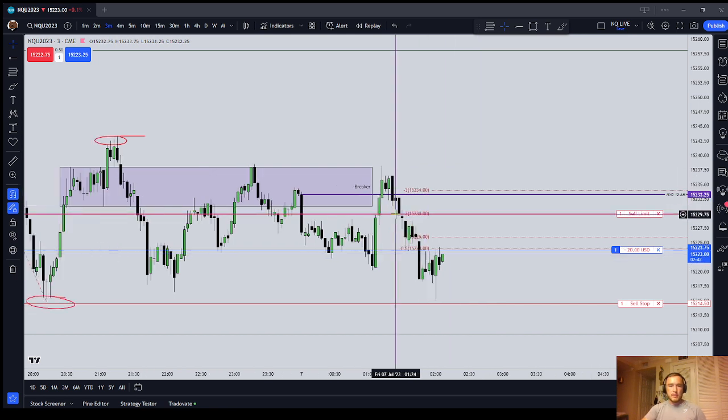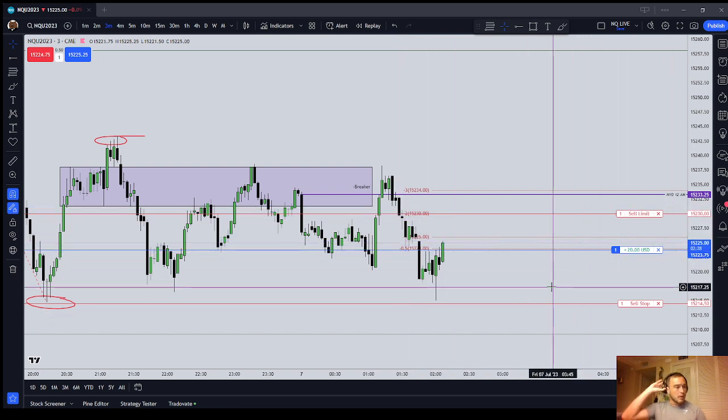That would bring us back up to this SIBI up here, and that would be a 6-point trade. It's about 100 fake dollars. So that would not be too bad. We'll just take that. Probably going to add on a second contract here.